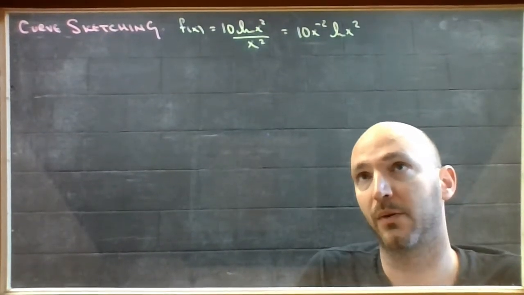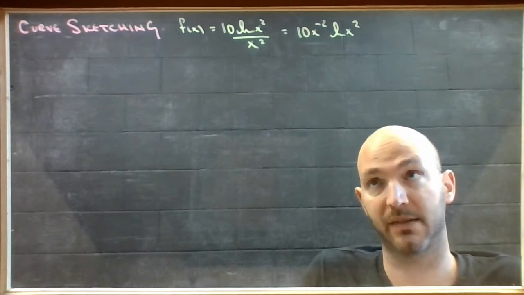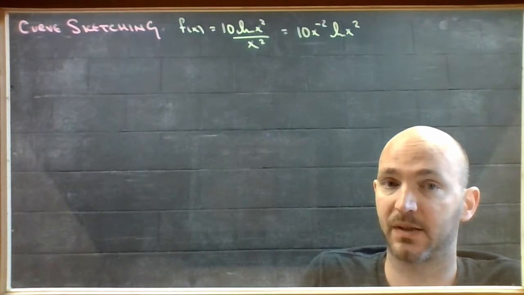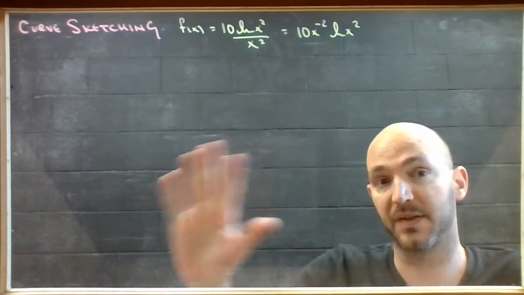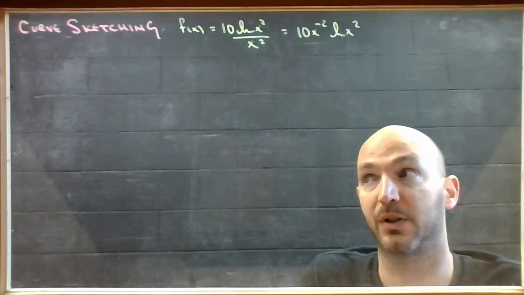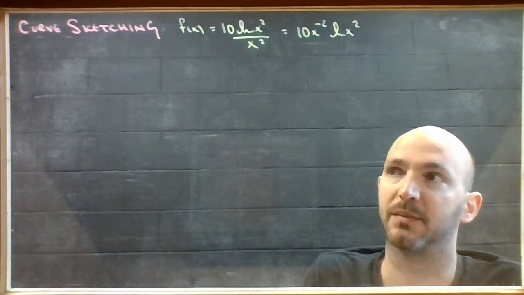Alright, so I'm going to attempt to do a full sketch of this function, 10 times the ln of x squared divided by x squared. I'm going to go through all of the things that we've put together in this curve sketching unit so far, and we're going to do them all on this board, gather up all the features, and then try to plot them onto an xy axis to see if we can approximate this curve.